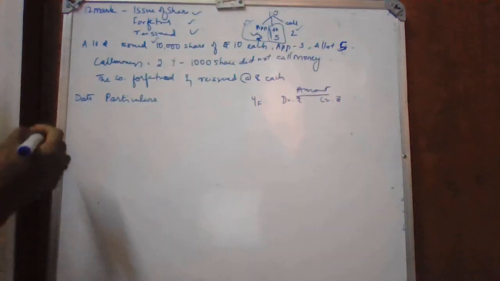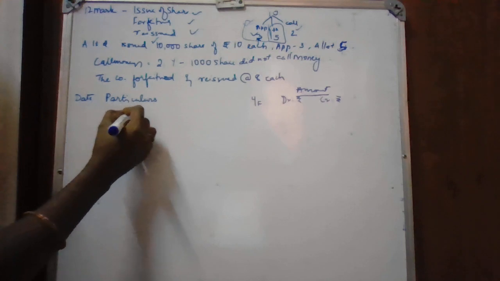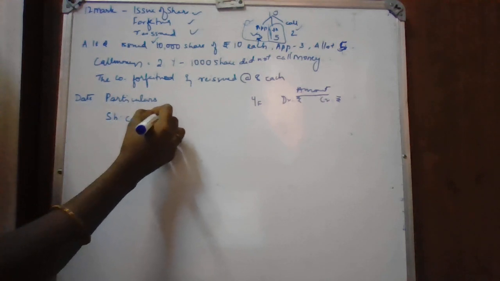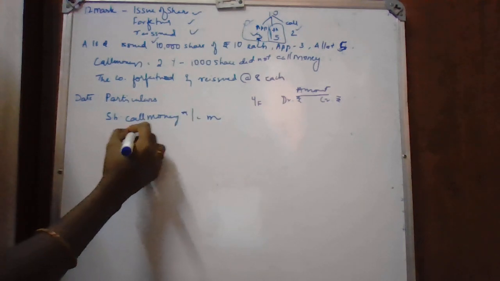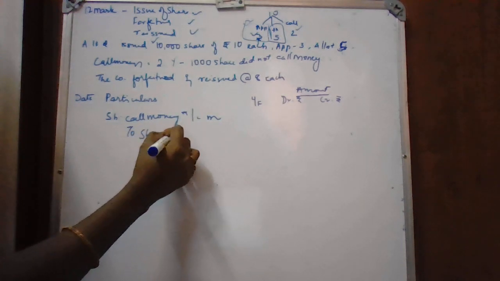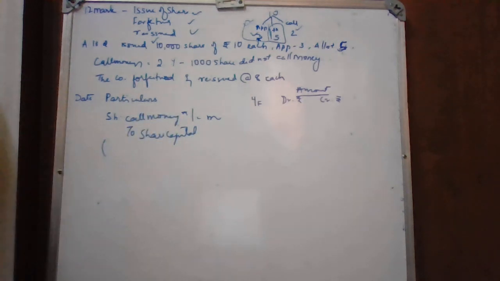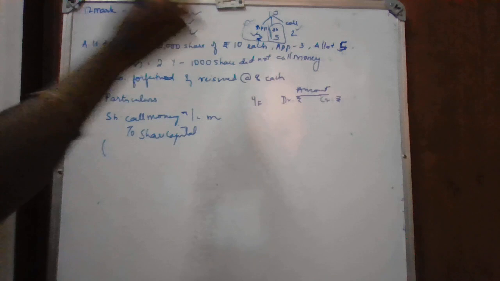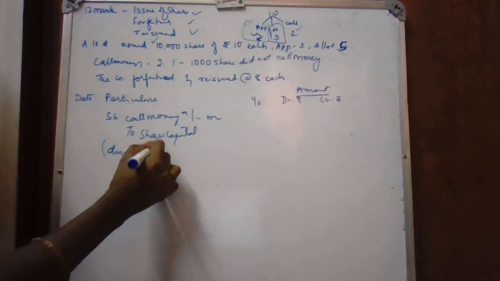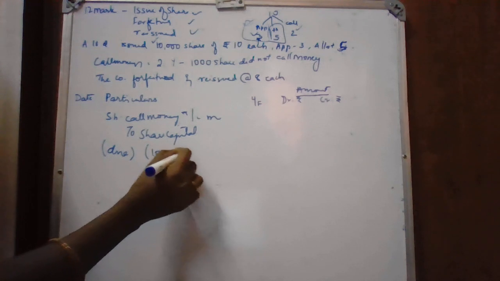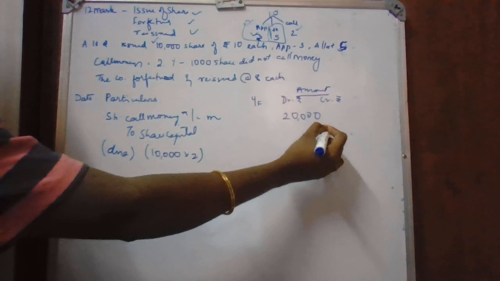Next, call money. Call money is again due entry. So share call money account debit to share capital. Being call money due on 10,000 shares of rupees 2 each. This is due entry. Calculation 10,000 into 2 shall be 20,000.